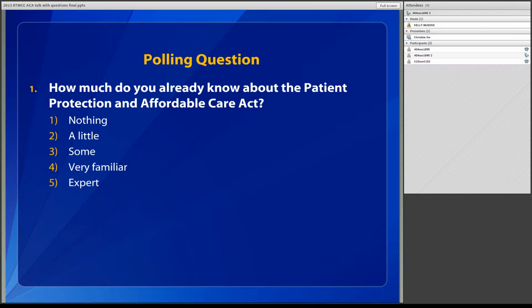So I want to start off with a polling question to ask how much you already know about the Affordable Care Act. Please let me know if you know nothing, a little, some, or you're very familiar with it, or you are an expert.